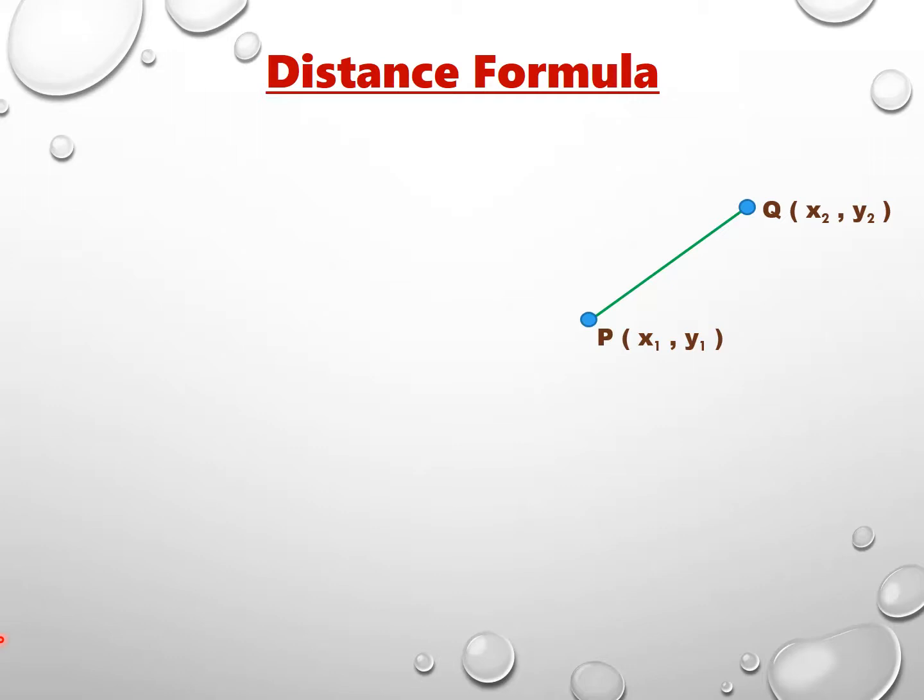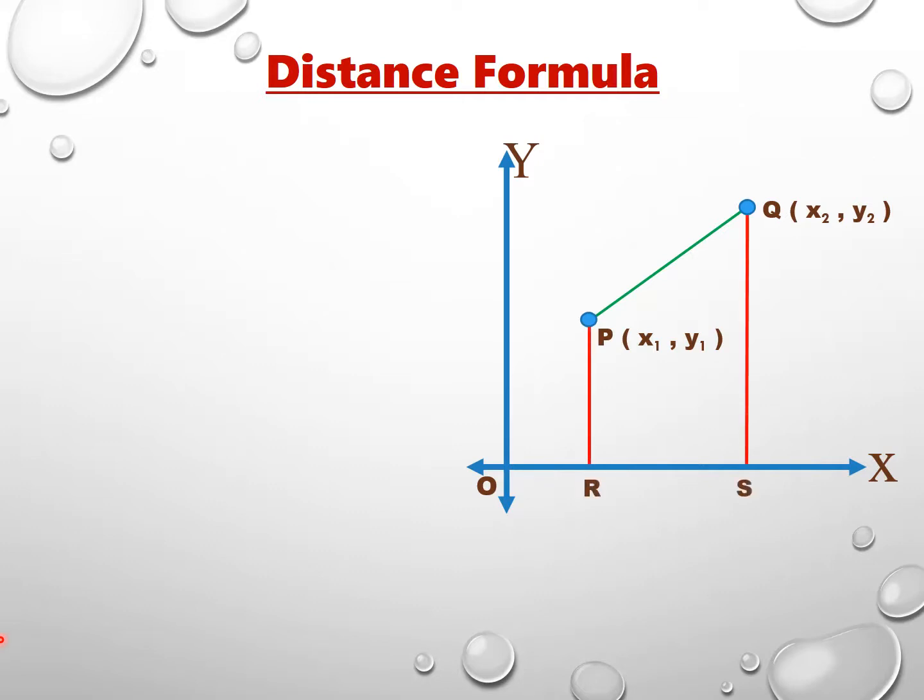To do so, first let us draw the two axes, x-axis and y-axis, where O is the origin. Now, we will drop two perpendiculars from points P and Q on the x-axis at R and S. We will again drop another perpendicular from point P on QS at T. From point P, we can say that the length OR is equal to x1 and PR is equal to y1. Again, with the point Q, we can say that OS is equal to x2 and QS equals y2.